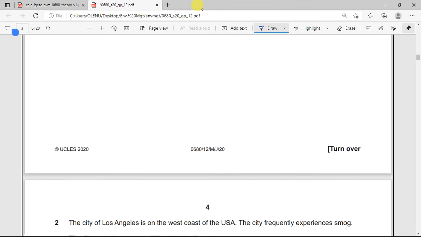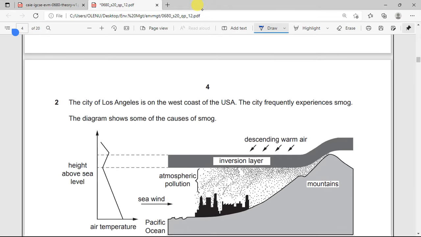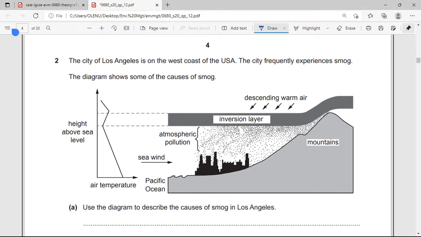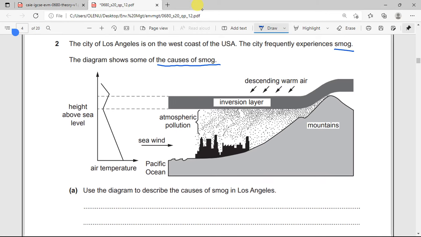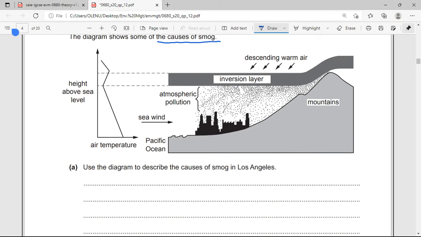Question number 2. Now, the city of Los Angeles is on the west coast of the USA. They say the city frequently experiences smog. The diagram shows some of the causes of smog. The first question is: use the diagram to describe the causes of smog in Los Angeles.